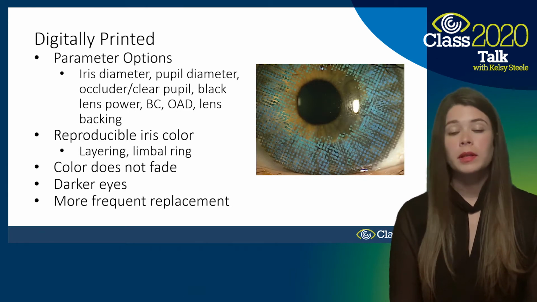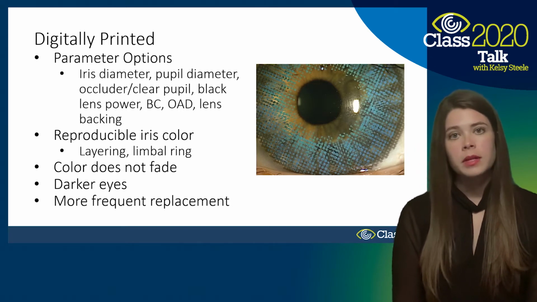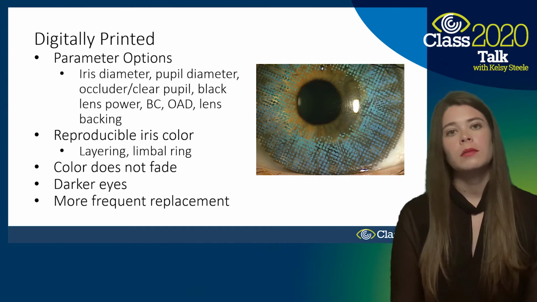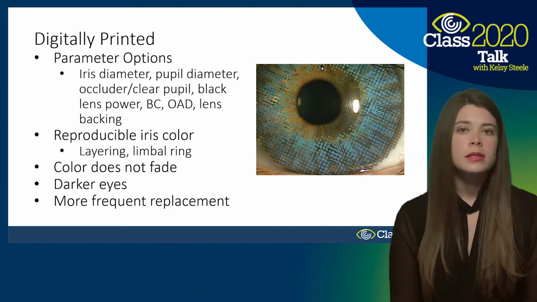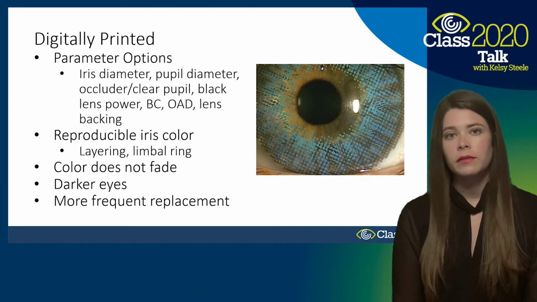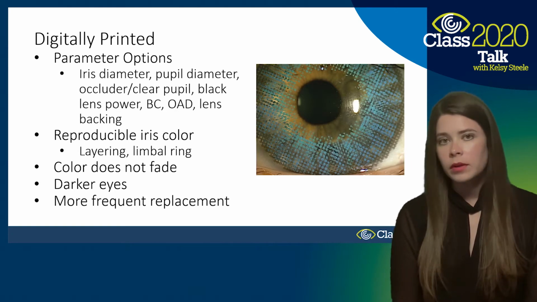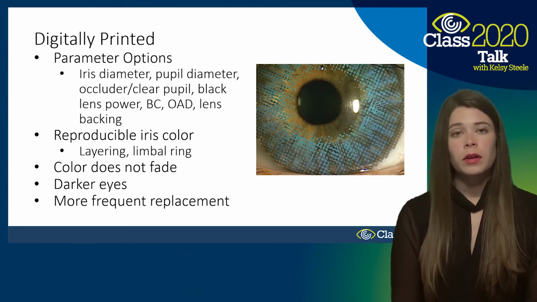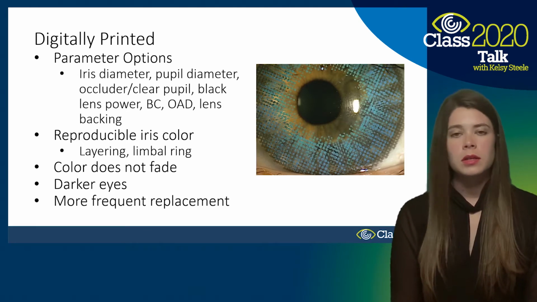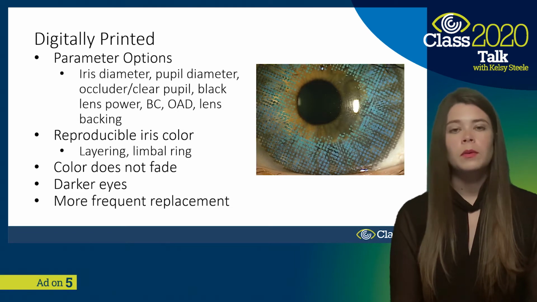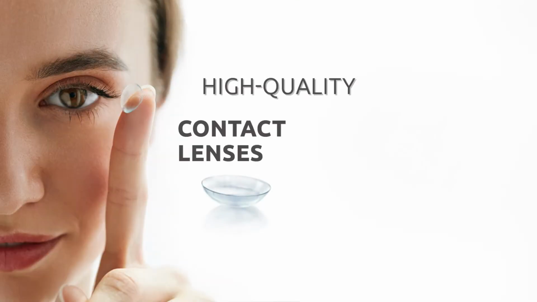This color doesn't typically fade over time. This is really appropriate for darker eyes because it's not always necessary to get the more expensive and detailed hand-painted version for somebody who just has a solid brown iris that doesn't have a lot of other colorations or details to it. These will sometimes have more frequent replacement depending on where you get them from. They might be quarterly or semi-annually, but some of these might be annually, just like the hand-painted versions are too. So you want to check with your lab to see what their recommendation is for lens replacement.